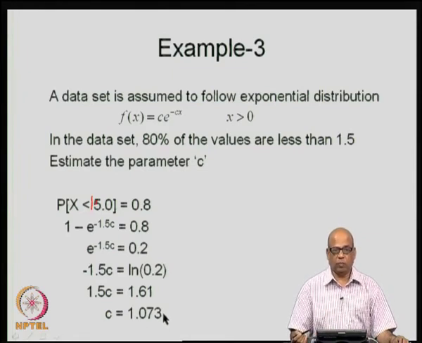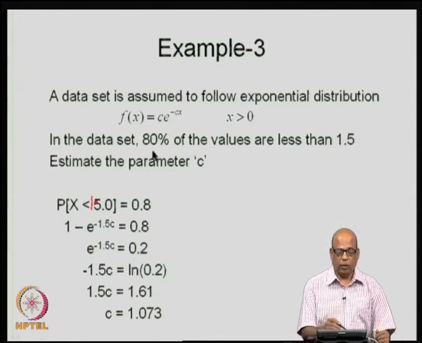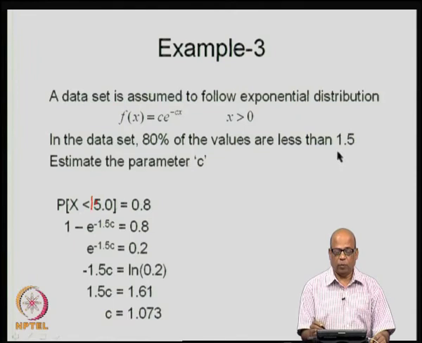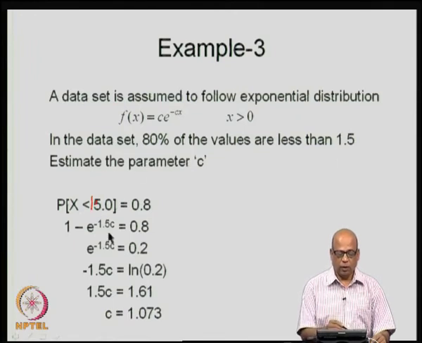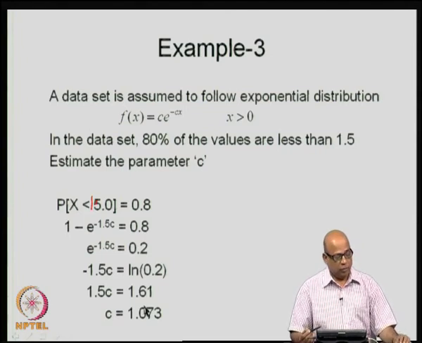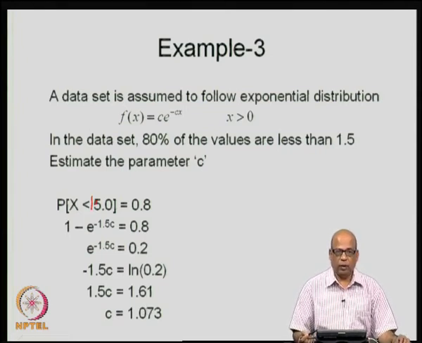1.073. So, essentially what we did here is that we looked at the sample, we estimated some probability from the sample. So, we said that 80% of the values are less than 1.5, we use that fact and then obtain c. This is one way of estimating the parameters.